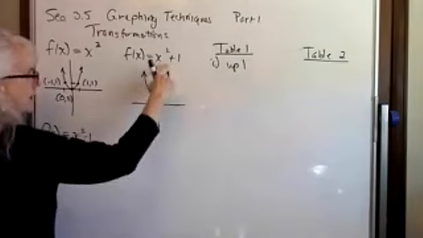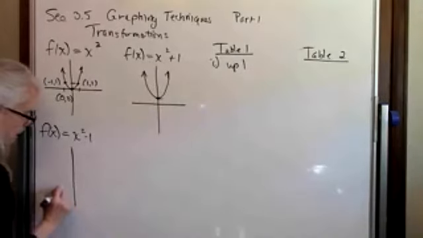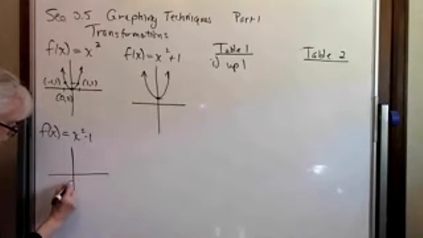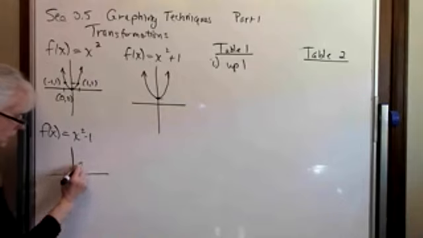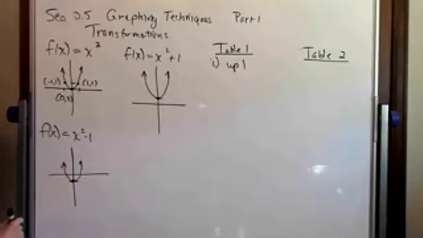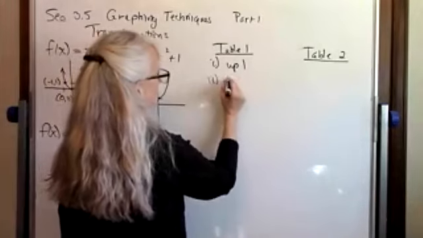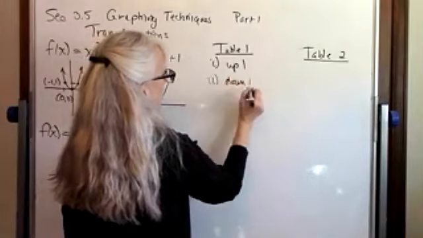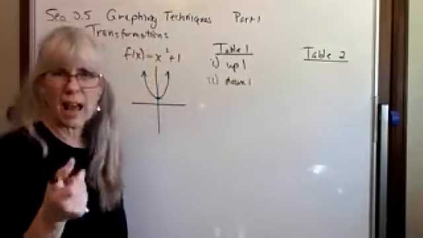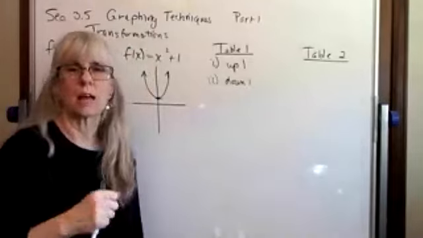So instead of adding 1, we subtract 1. And once you graph that, you're going to see that sure enough, that anchor point was shifted down 1. So the entire parabola has been moved down. So for number 2, we're going to say down 1. So notice I have both a direction and a how much. The up and down is the direction, and the how much is the 1.